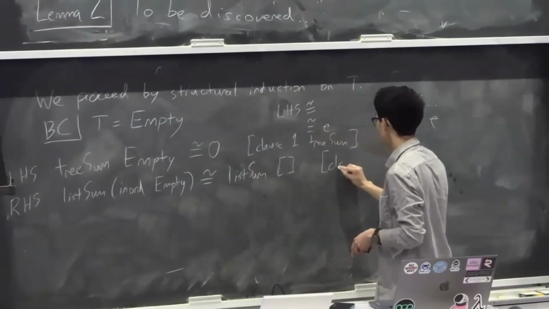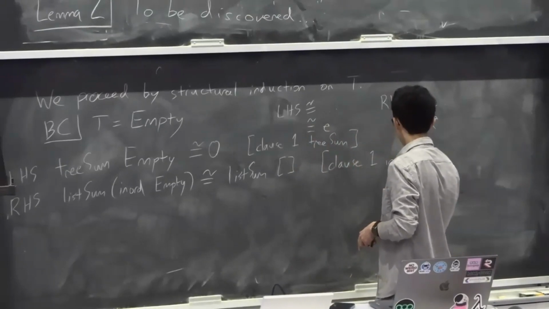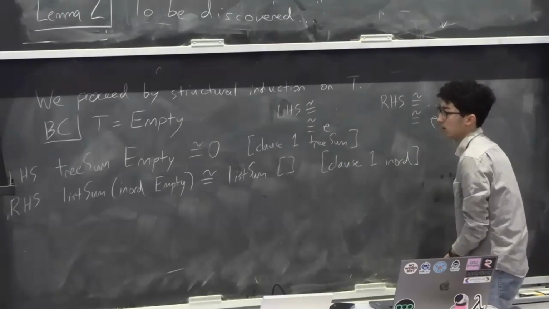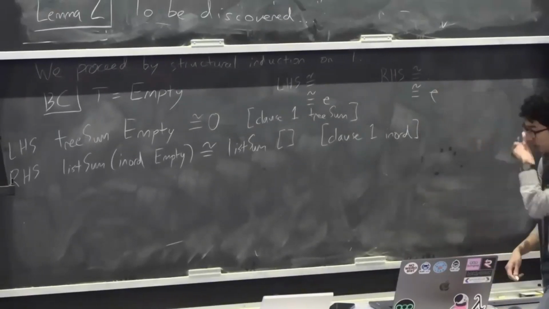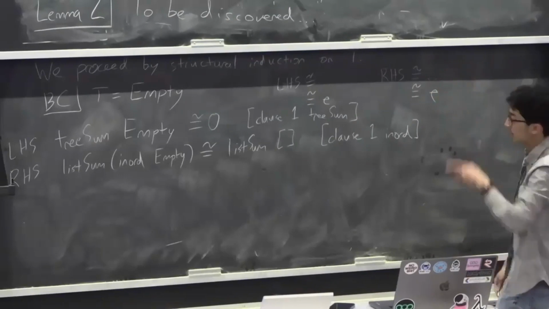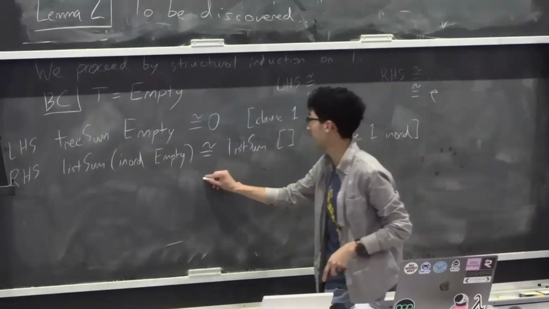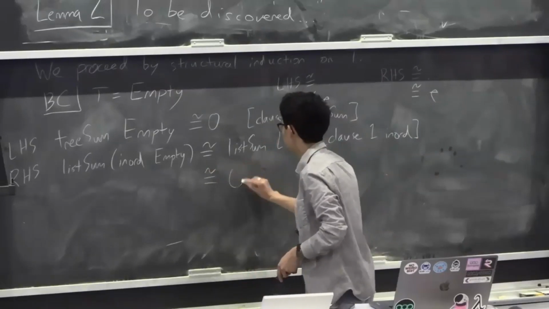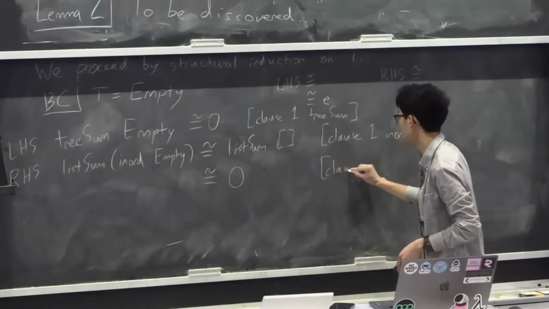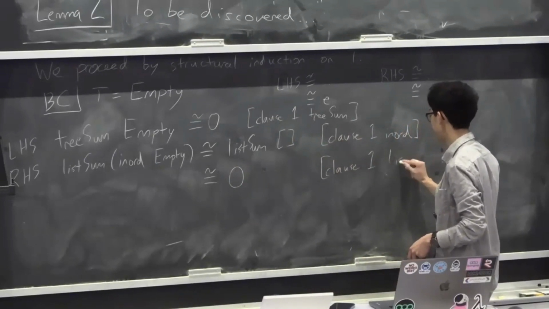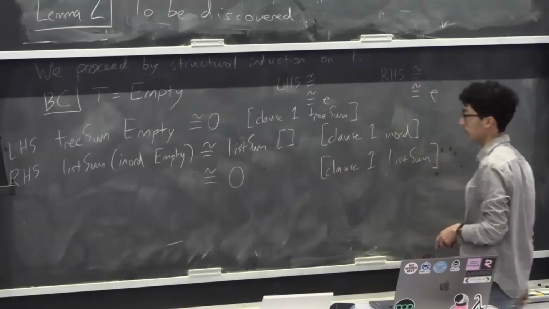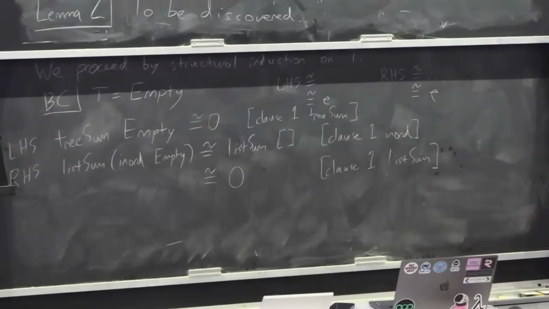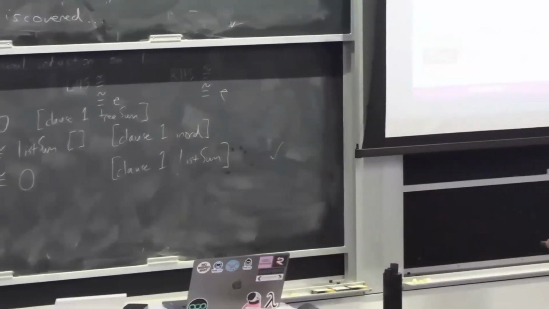And that's by clause 1 of inord. And then I have list sum of nil. So now I know that's got to be 0 because I look up at my knowledge bank and I find it inside. Very, very procedural. That's 0, so I say clause 1 of list sum. And now I've shown LHS is equivalent to 0, and I've shown the RHS is equivalent to 0. Therefore, they're both equivalent, and the base case is done. Little check mark. But we're not done yet. We have more stuff to go.